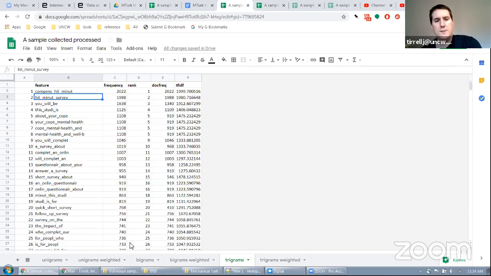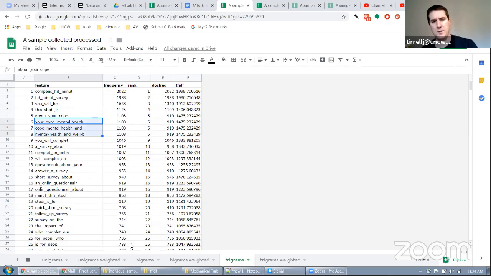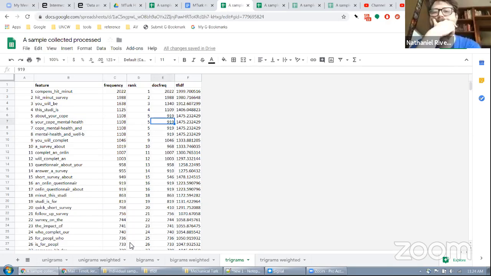Yeah, I mean, we do see things like compensate, hit, minute, right? That makes sense. Minute, survey. But then you see these things that get lost in the unigrams and bigrams that surface with trigrams about mental health. And their doc frequency, and again, this is measuring the frequency of that trigram.